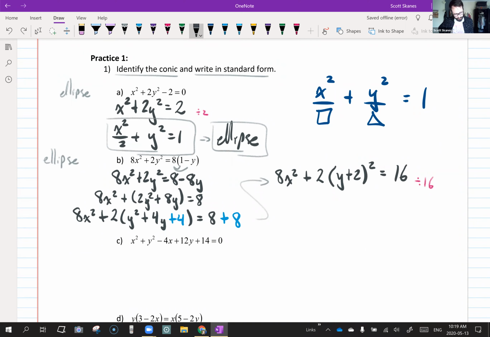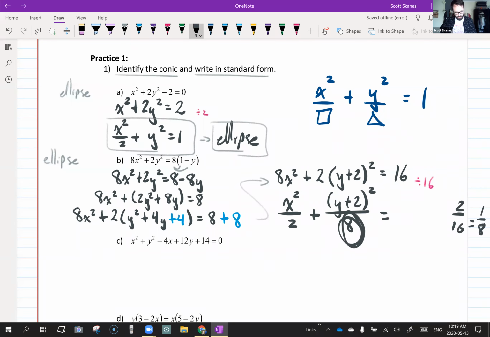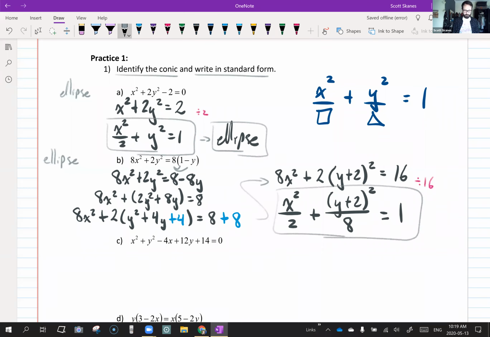Let's see, 8 divided by 16, 1 over 2. 2 divided by 16, 1 over 8. You know, just put these in your calculator. 2 divided by 16 gives 1 over 8, yeah? So that's why I get this 8 on the bottom. 1, now I'm finished. Now it's clear, or it should be. It should be clear to you that this is an ellipse.